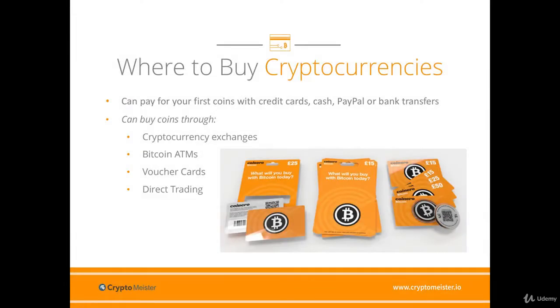After you've chosen the wallet that suits your needs, the next step is to buy your first cryptocurrency. You can pay for your first coins with a credit card or cash or through PayPal or with a bank transfer. But watch out because each of these has its own issues that you need to be aware of. Credit cards come with high fees, and PayPal has transaction limits. Cash won't get you the best exchange rates, and bank transfers are the slowest of all the options.